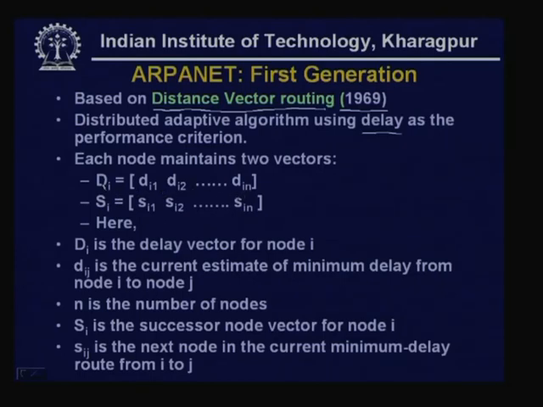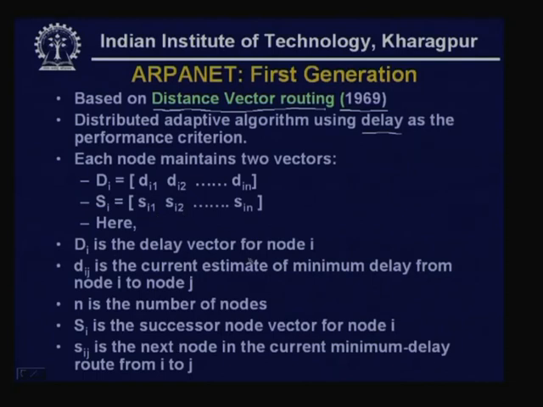So, this is one vector. Essentially this is the delay information for sending a packet to node 1, 2 to n, and Si is the successor node vector for node i. Here, the list of successor nodes is given: Si1, Si2, ..., Sin, meaning the successor node for node i to which a packet has to be forwarded for sending to destination 1, 2 and n.